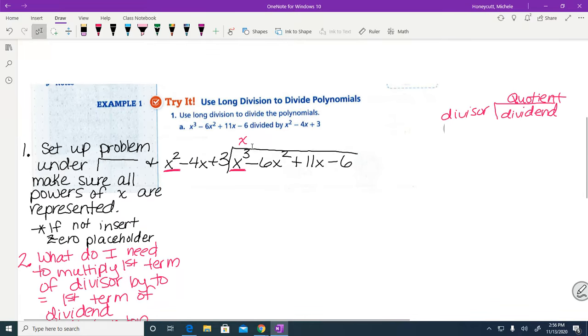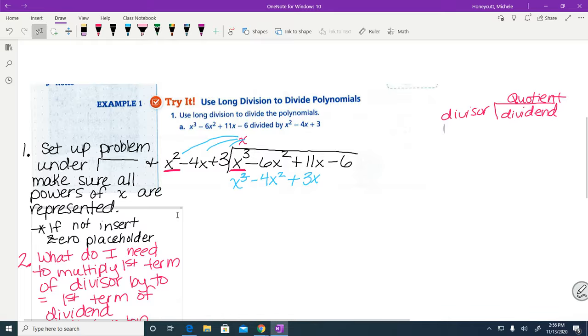So I'm going to distribute this x to all 3 terms. Sorry, x times x squared is x cubed. X times negative 4x is negative 4x squared. X times 3 is plus 3x. So we wrote that below.